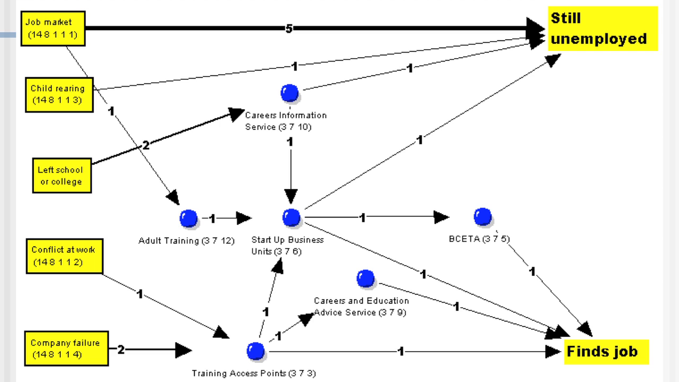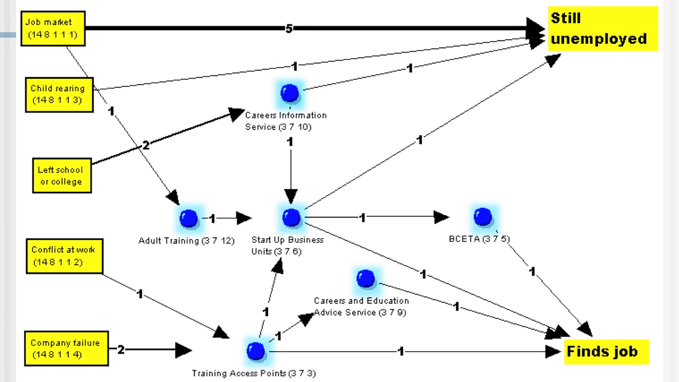But in this case, we start with various things. And actually, the numbers in brackets are the codes in the original in vivo project, the numbers of the code of that particular data. So I've got job market, I've got child rearing, left school, conflict at work, I've got company failure. So different reasons why people might enter into the job finding services. These are actually nodes from NVivo again, hence the numbers. So Careers Information Service, Startup Business, Adult Training, and so on.